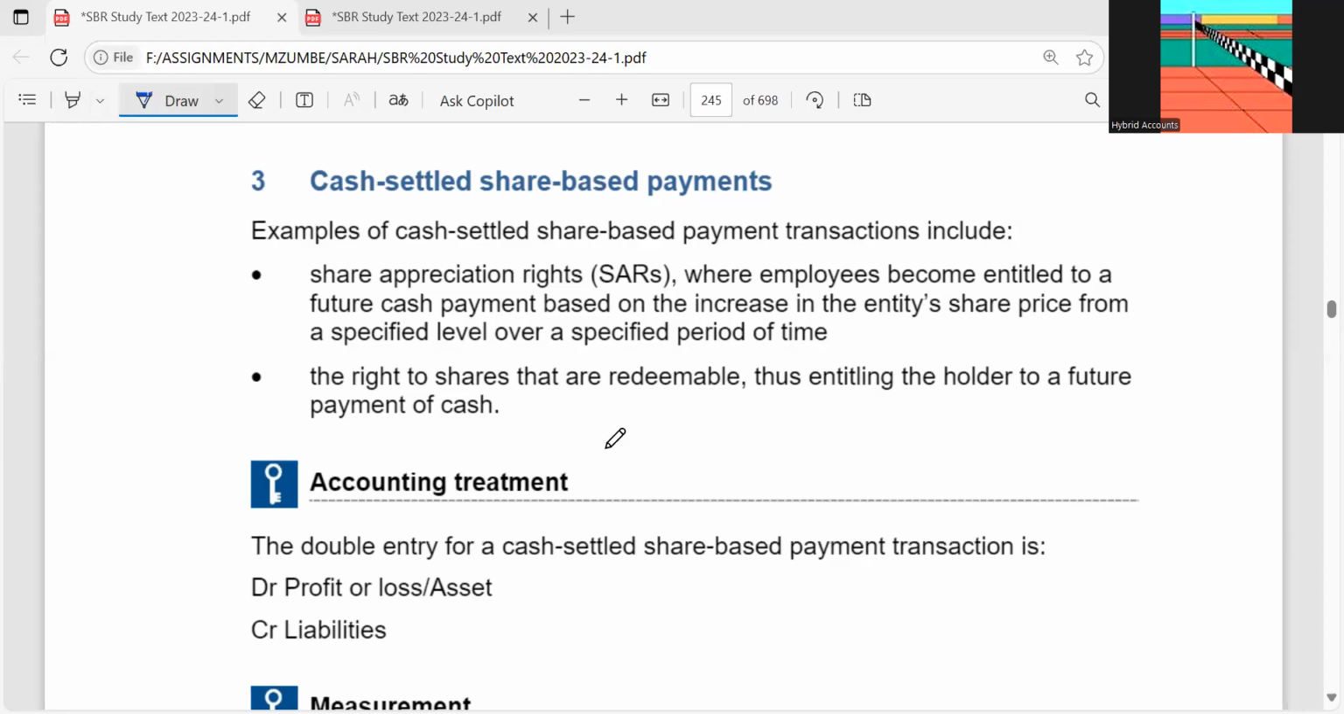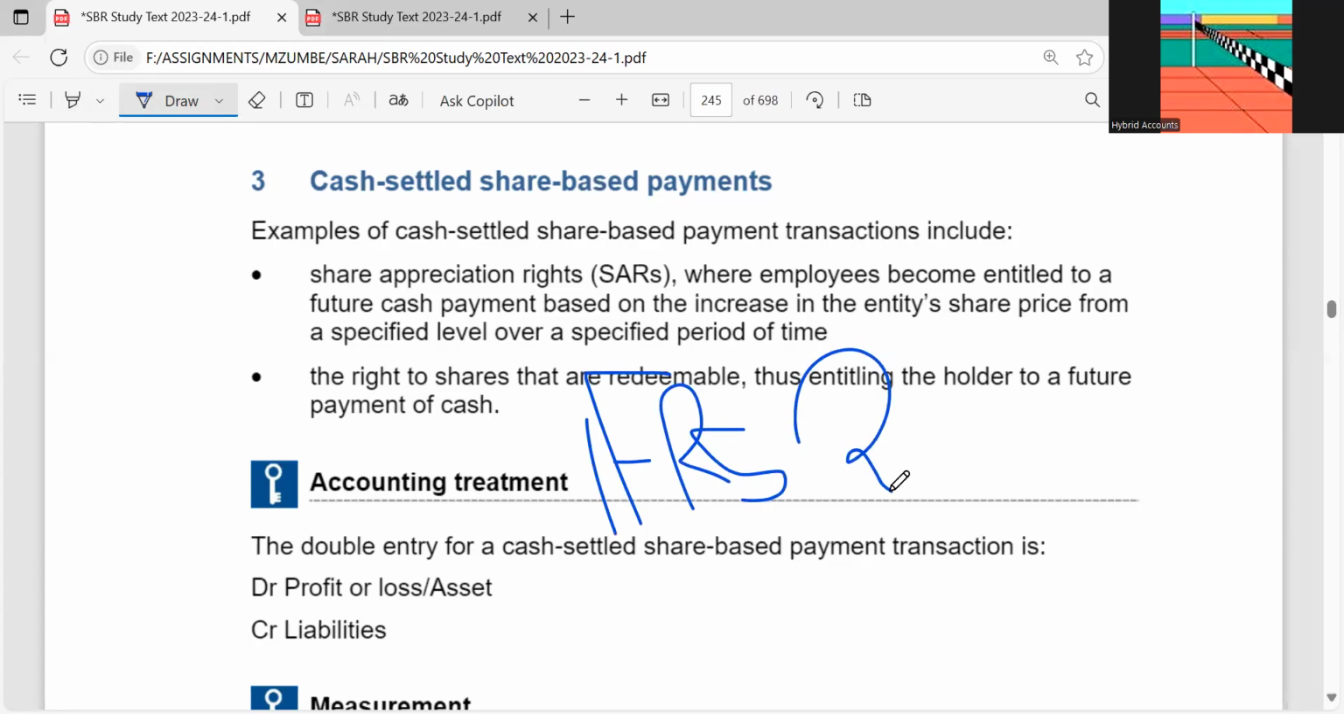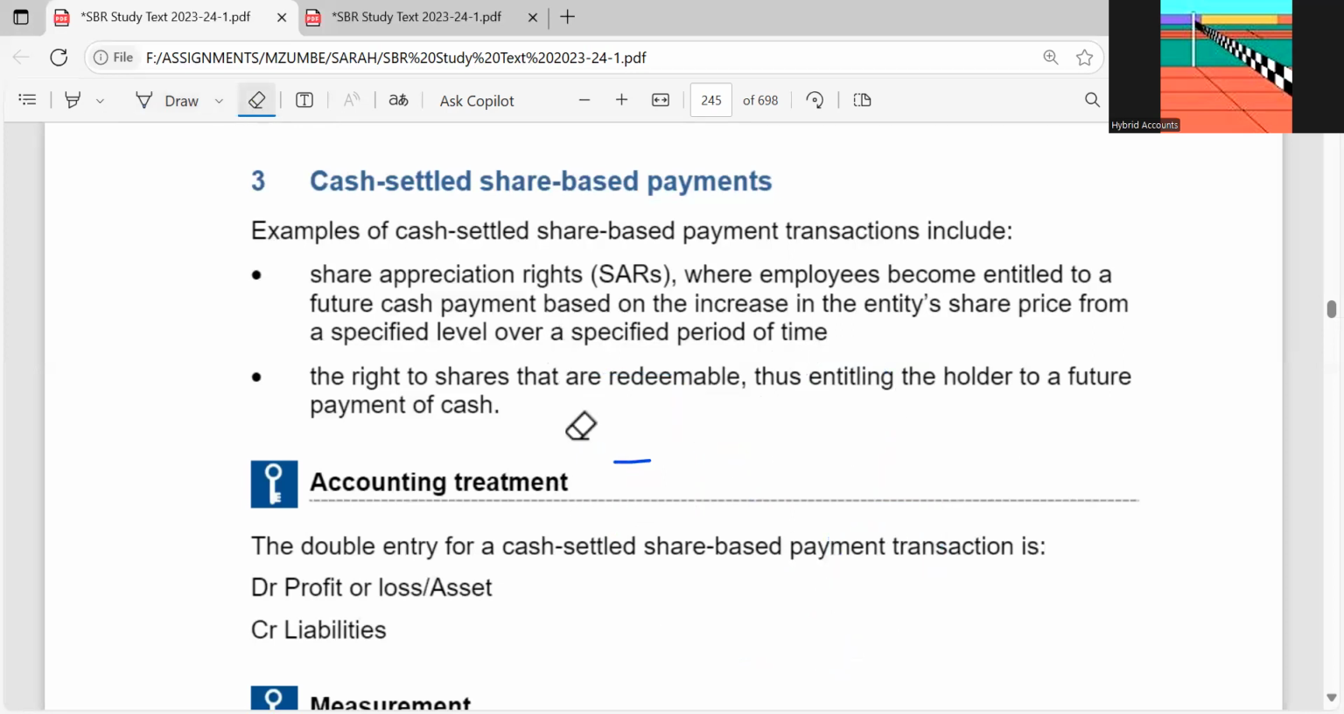So we are going to proceed. First of all, we did part 1 on equity settled share-based payment, and now we're going to deal with cash settled share-based payment. You saw how equity settled share-based payments are made, and now we are back to cash settled.